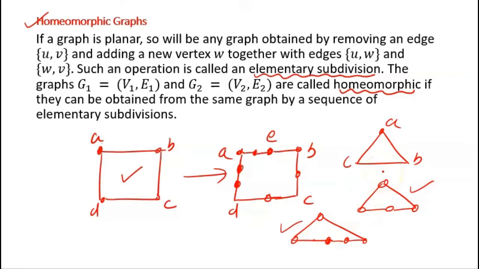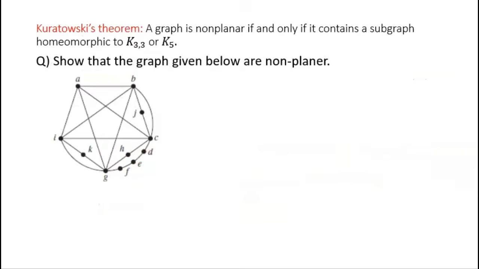So what is elementary subdivision? Remove one edge, place one extra vertex and join it to the other two vertices. The two graphs that we obtain by elementary subdivision are known as homeomorphic graphs. And third point, if I am obtaining a graph through elementary subdivision, we notice that if the original graph is planar, then the homeomorphic graph will also be a planar graph. Based on this concept, there is a very popular result known as Kuratowski's theorem.